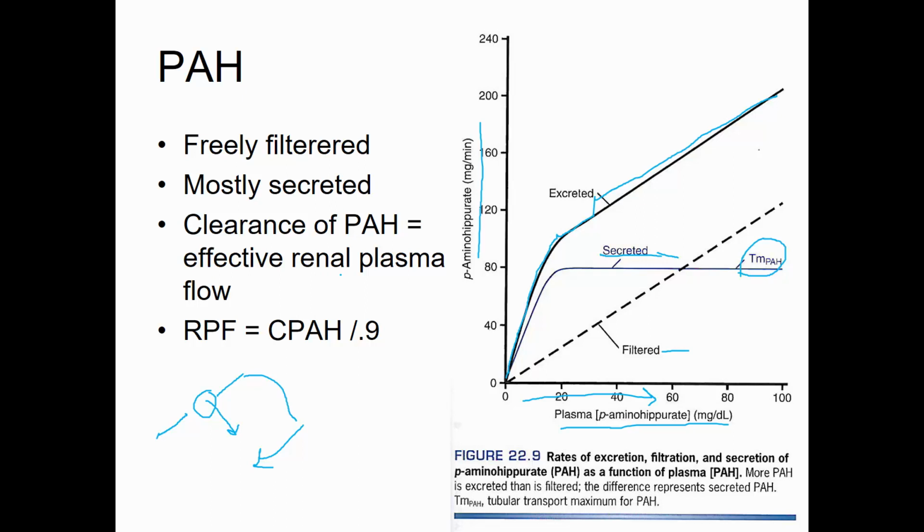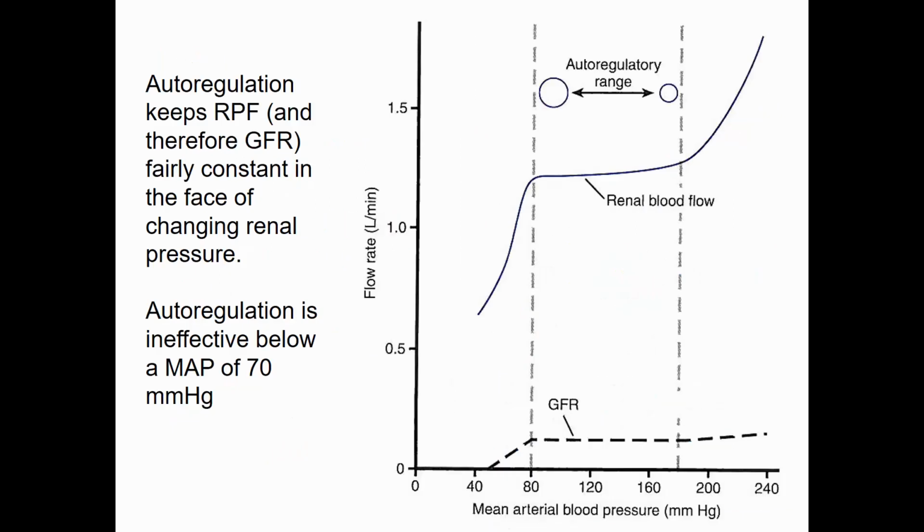So when we measure the clearance of PAH, we're going to get what's called an effective renal plasma flow. And if we say PAH is about 90% cleared, then we can take the clearance of PAH, divide by 0.9, and then correct up to a corrected renal plasma flow. What about autoregulation? Well, autoregulation keeps the renal plasma flow fairly constant. Therefore, we can keep the GFR fairly constant, even though renal pressure is changing.